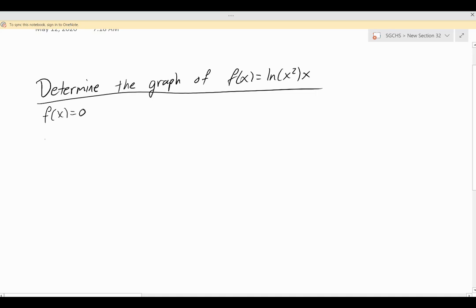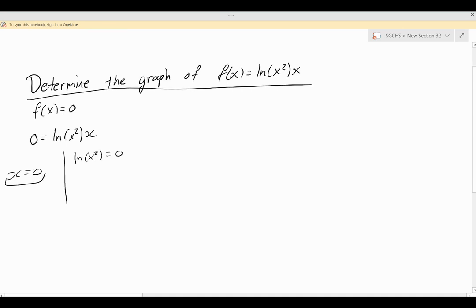So let's have 0 equaling ln(x squared) times x. Now, if we can break these things up, we are asking simply, where does x equal 0, and where does the natural log of x squared equal 0? Well, x equals 0 when x equals 0, so that's nice and easy.